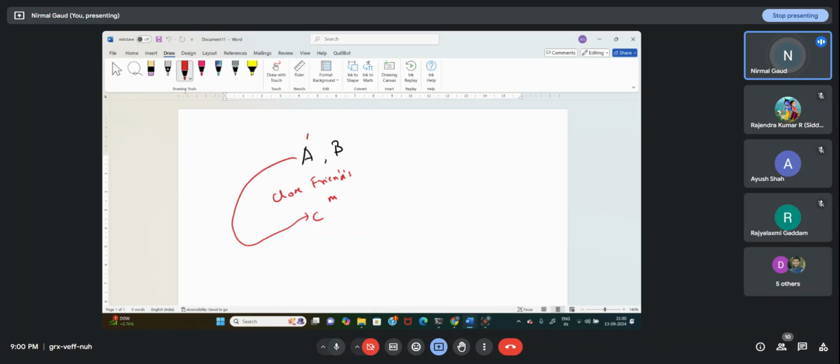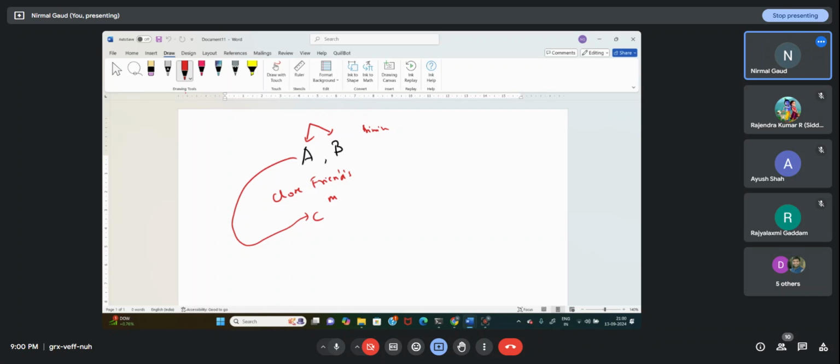Because A is a close friend of B, obviously they have similar interests. Whom will you make your best friend? The one who is close, the one with whom you get along. The person who understands you, who has the same interests as you, that will be your best friend, your close friend.